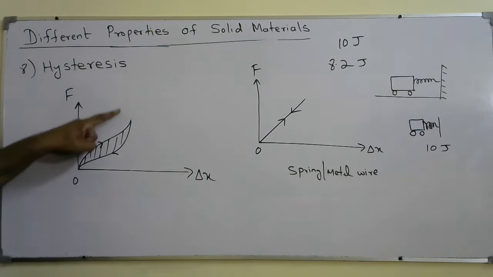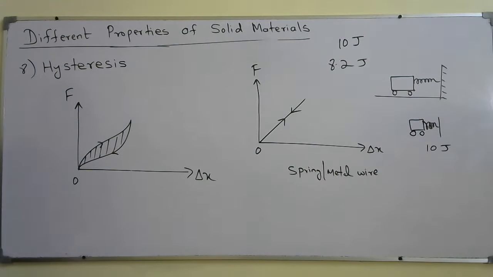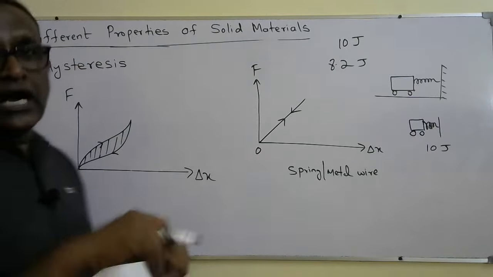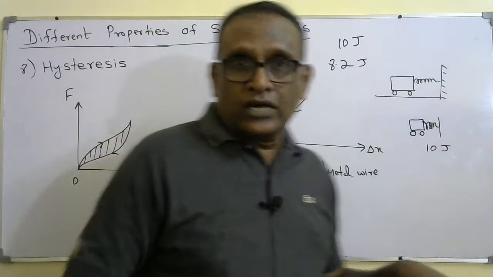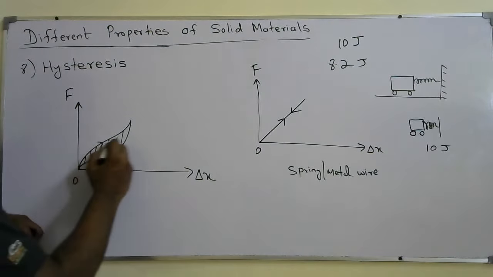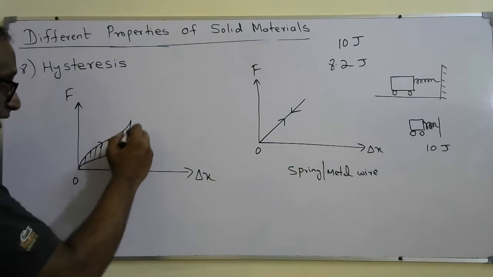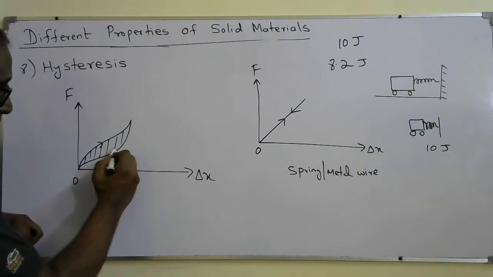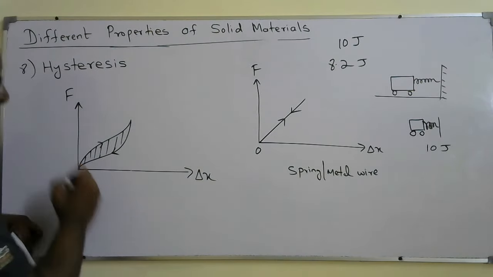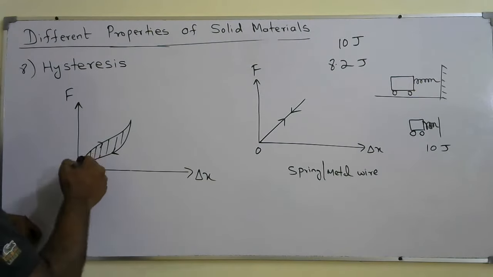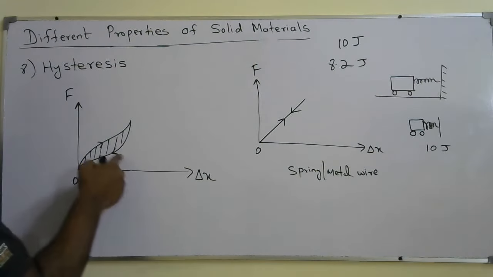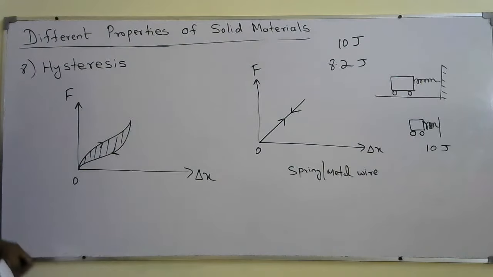How to find the area? You find the area, as I told, by counting the number of squares. Find the area under the loading graph. Then find the area under the unloading graph. The arrow this way is the unloading graph. Then subtract, and you will get the area between the loading graph and unloading graph. That's the area of the shaded portion. That is the energy lost to the surroundings.